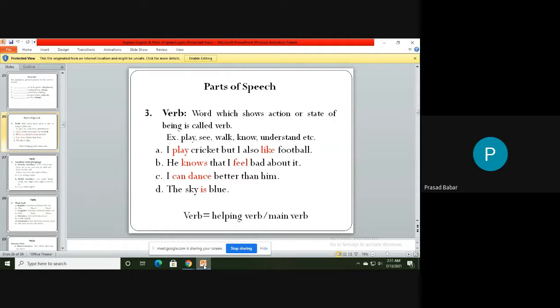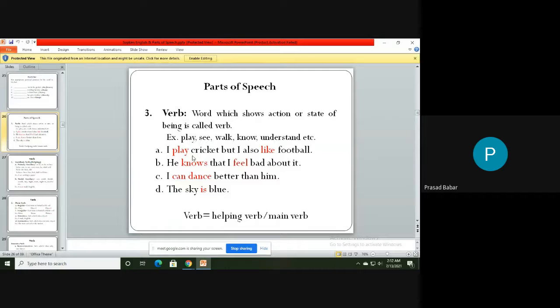Okay, so let's discuss the third part of speech. The third part of speech is verb. Verb is a word which shows or denotes the action or state of being, and that is why it is called verb. Let's discuss the examples. The first example is I play cricket. Okay, sorry. Yes. Now is it okay?